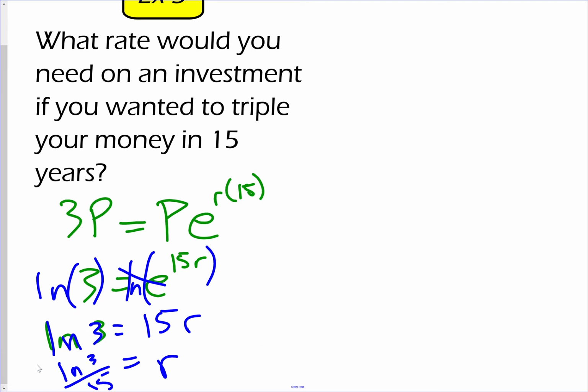Okay, so we can come over here and take the natural log of 3 and divide that by 15 and see what we get. And so R is approximately 0.0732, right? So that's 7.32%. Okay, over 15 years if we want it to triple.